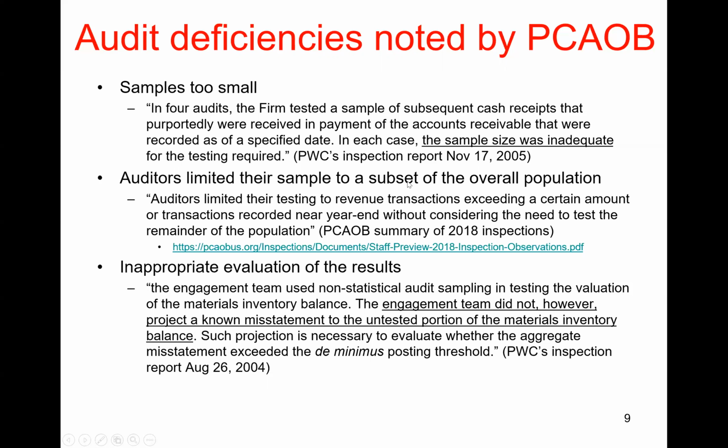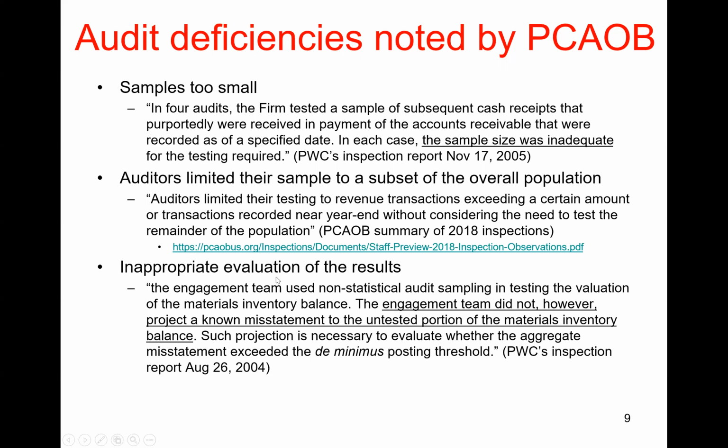Second one, auditors limiting their sample to a subset of the overall population. This is a quote here taken from the PCAOB summary of inspections from 2018. It said auditors limited their testing to revenue transactions exceeding a certain amount or transactions recorded near the year end without considering the need to test the remainder of the population. Okay, so it's fine to construct tests that are focused on these more risky transactions, right? These large transactions or transactions near the year end. But the point is you can't ignore all the others. You also have to do some testing to obtain assurance on the rest of the population.